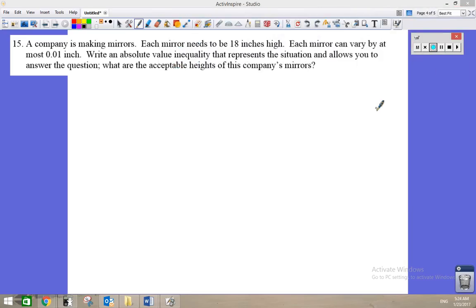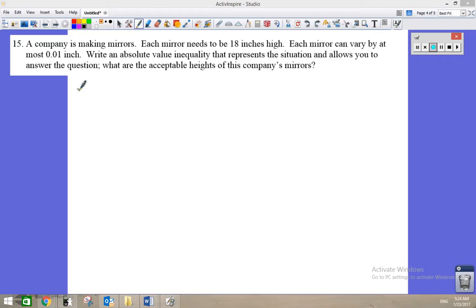All right, so let's take a look at this problem. A company is making mirrors. Each mirror needs to be 18 inches high. Each mirror can vary by at most 0.01 inch. Write an absolute value inequality that represents this situation and allows you to answer the question, what are the acceptable heights of this company's mirrors?